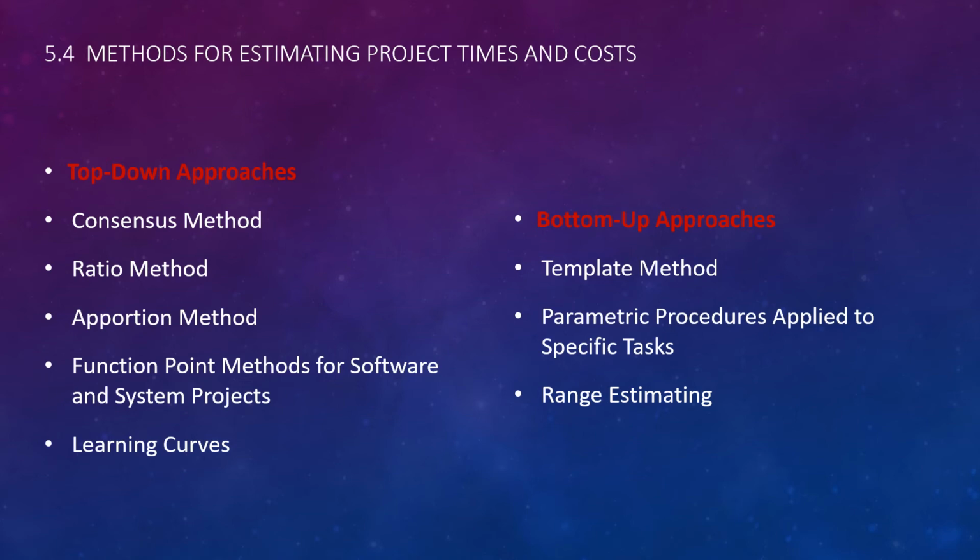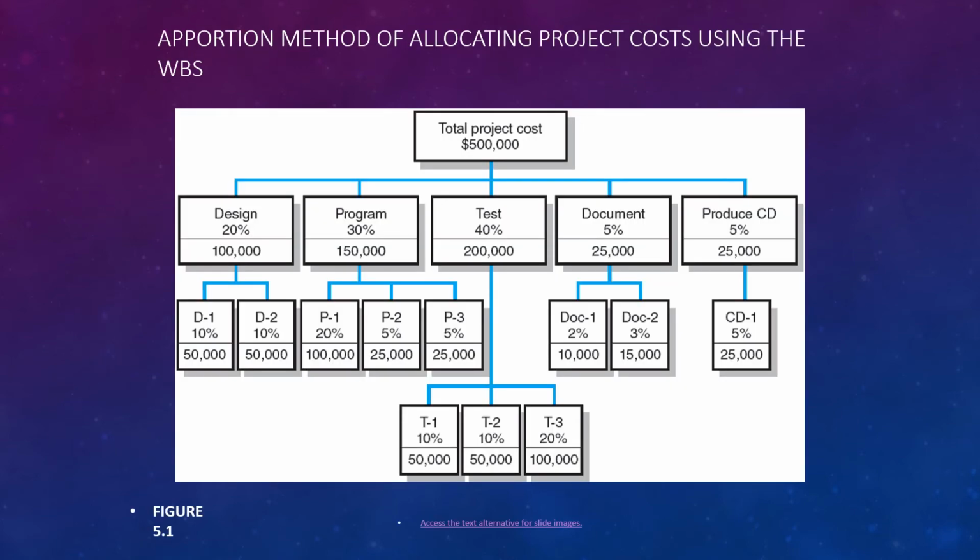And then the bottom-up approach, so we could have a template and we fill it out based on what's going on. Parametric procedures applied to specific tasks, and then a range estimating. So we don't necessarily always know exactly what something's going to cost, but here's the range of what it could be about. A proportion method, allocating project costs using the WBS. So we're assigning certain proportions to each area. And then within that area, as we get to the sub-deliverables, we're assigning certain proportion to each of those, and that's how we're breaking down our cost.